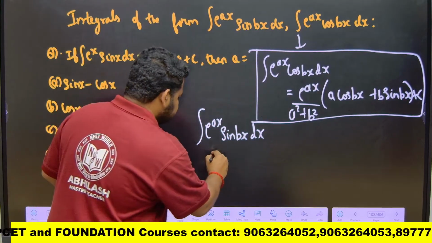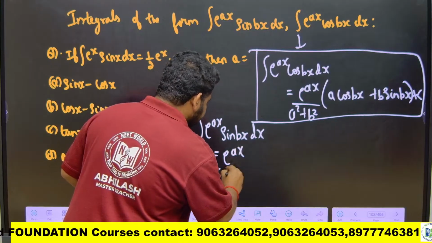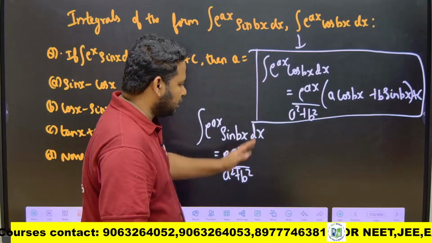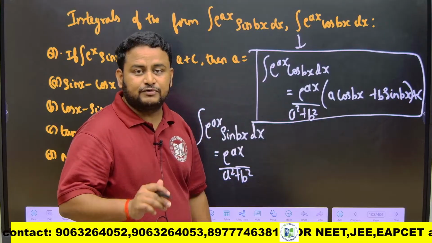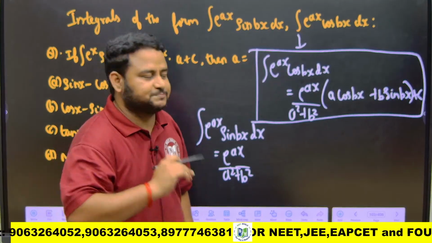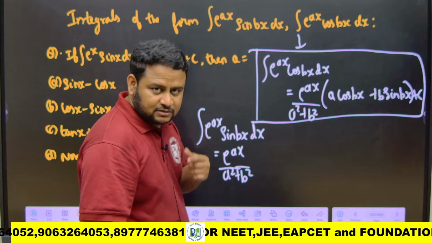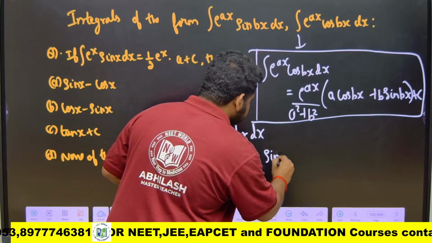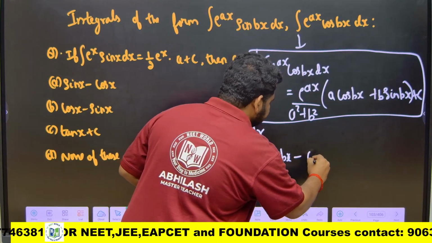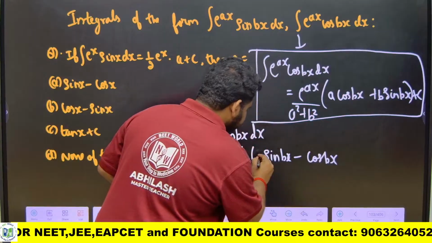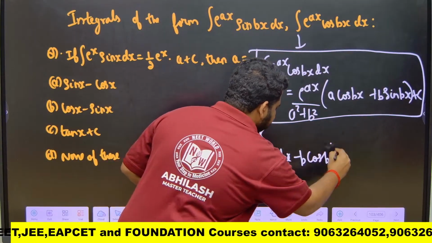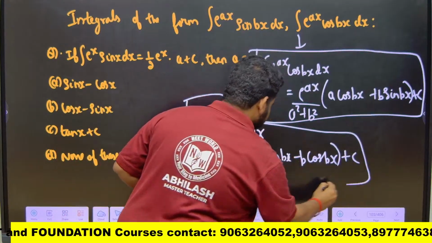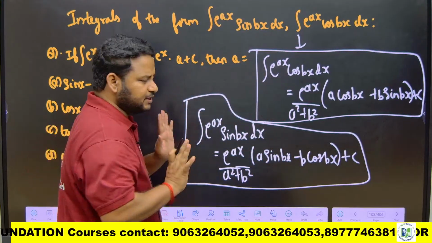The answer is e power ax by a square plus b square. This is the same, but here instead of writing cos bx plus sin bx, you have to write sin bx minus cos bx. When sin comes, it comes with a minus. So you have to remember this: sin bx minus cos bx. Here it will be a, here it will be b, plus c. This is the formula for this one. You have to remember this.